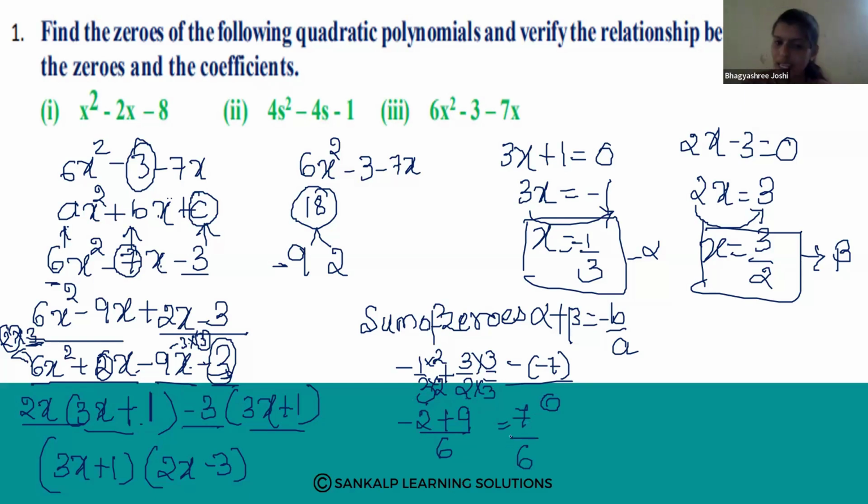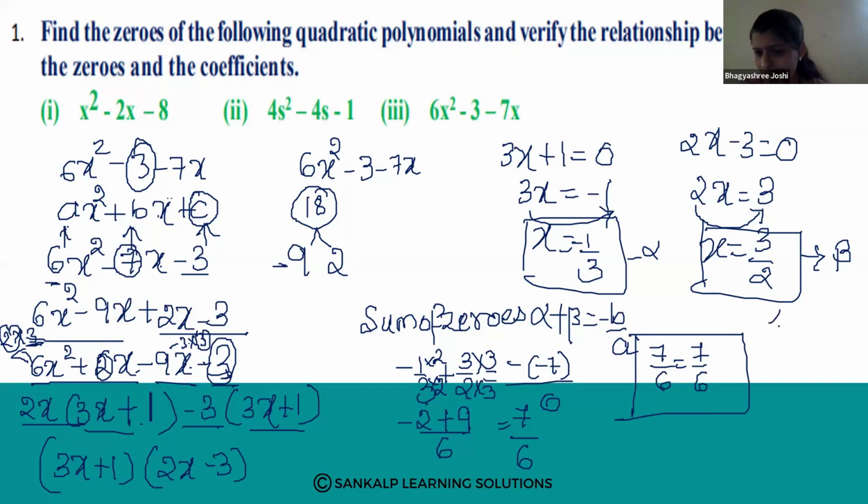Now observe carefully. Here minus 2 is there. Here 9 is there. So 9 minus 2, 9 minus 2, it is 7. 7 divided by 6 is equal to 7 divided by 6. Are they same? Are they verified? Same, so it is verified. Yes. So now the product check.